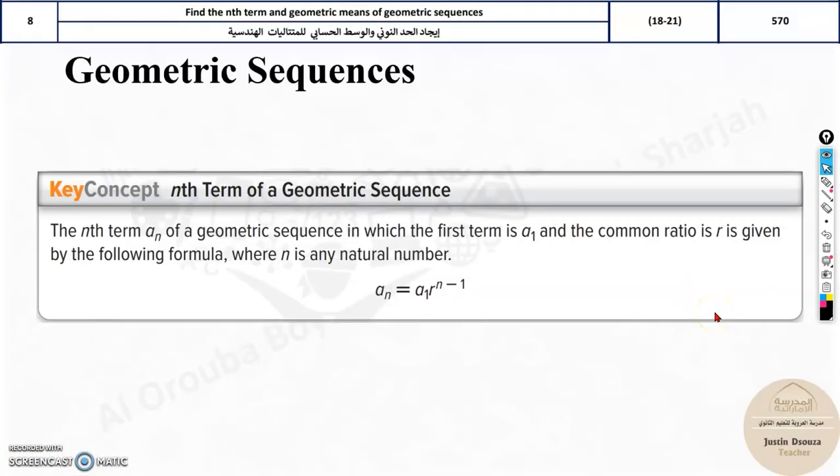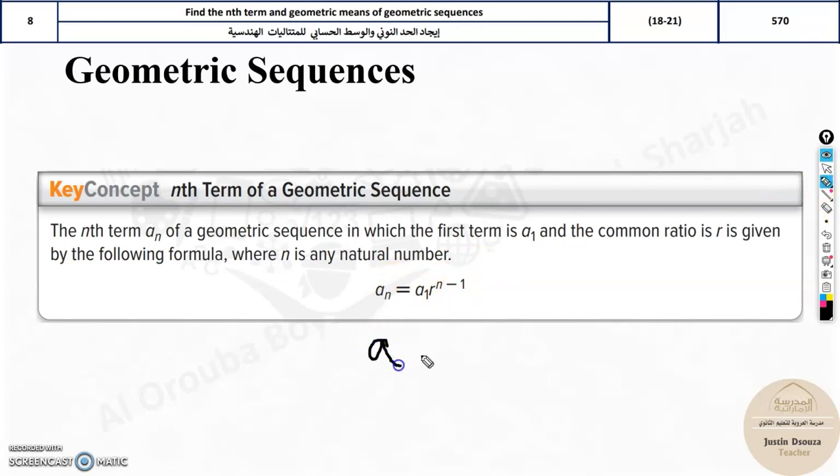The eighth topic is similar to the previous topic. The only thing is, here we are dealing with geometric sequences. In a geometric sequence, we have r, that is the common ratio. Here, we need to remember this formula by heart. You need to memorize this. It is very simple. The nth term of a geometric sequence is given by the first term multiplied by r, which is the common ratio, to the power n minus 1.